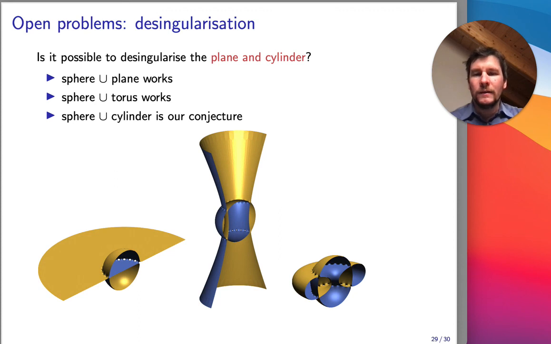But now the question is, could you also do this with a plane and a cylinder? If yes, then Ilmanen's conjecture that anything with an asymptotically cylindrical end must be the cylinder would be incorrect. But it's unclear whether this is possible. And our numerics actually suggest that it might not be possible to do that.